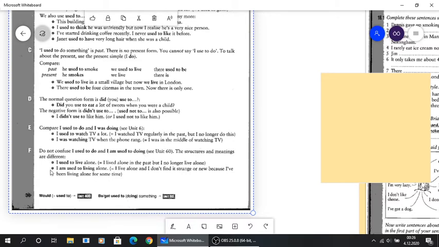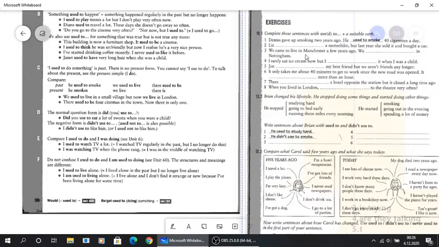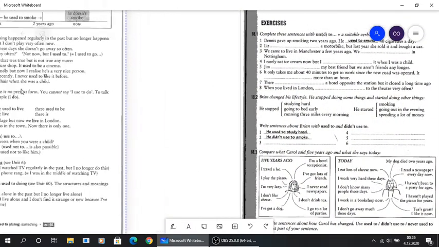It's different. So for example, I used to live alone. I lived alone in the past, but no longer live alone. I'm used to living alone. I live alone and I don't find it strange or new because I have been living alone for some time. And it's a present, not simple past. Now look at here.